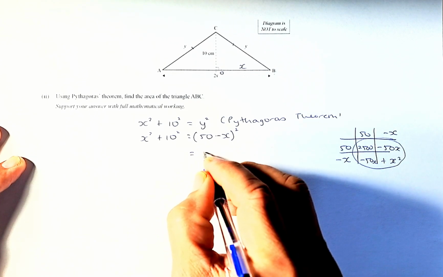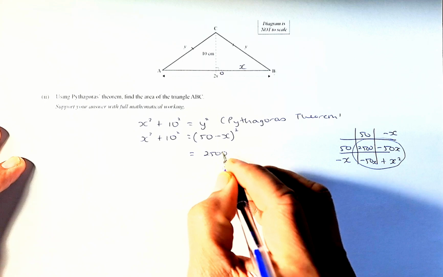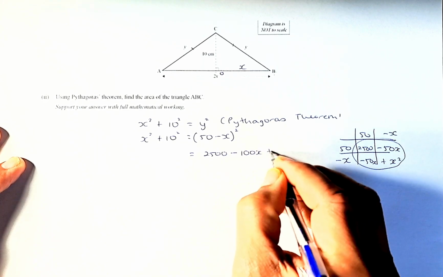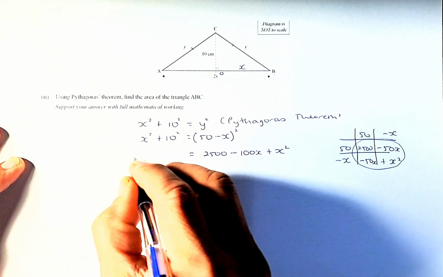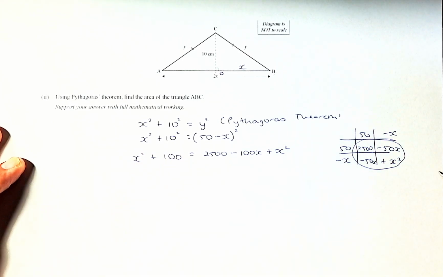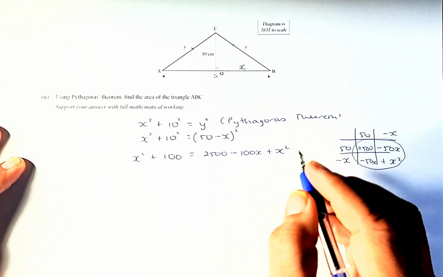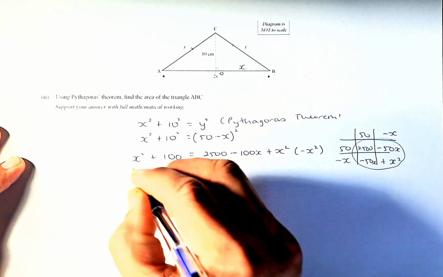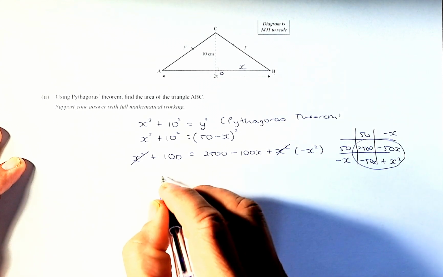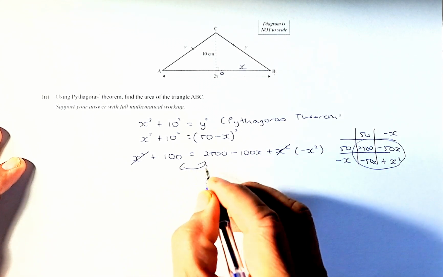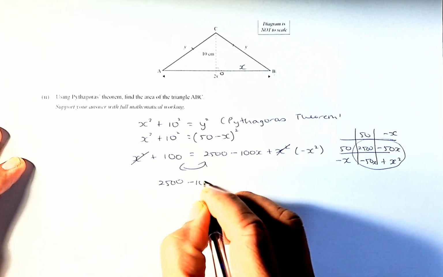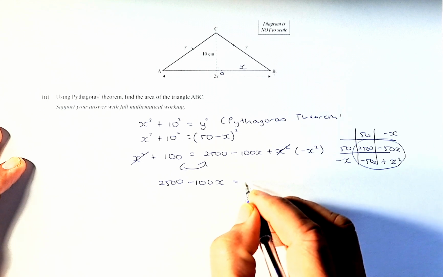So that equation is going to be 2500 minus 50x minus 50x, which is minus 100x, plus x squared on the right hand side, and the left hand side is going to be x squared plus 10 squared, or 10 squared is 100. To simplify, because there is x squared on both sides, if we minus x squared on both sides, the x squared will cancel out. So now we are left with the equation 2500 minus 100x is equal to 100. I'm just going to swap this over because we want to put the x on the left hand side.